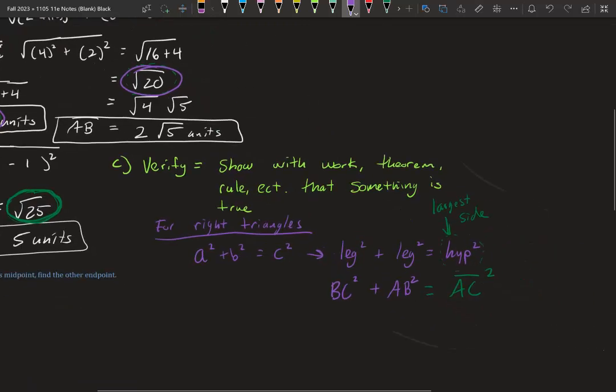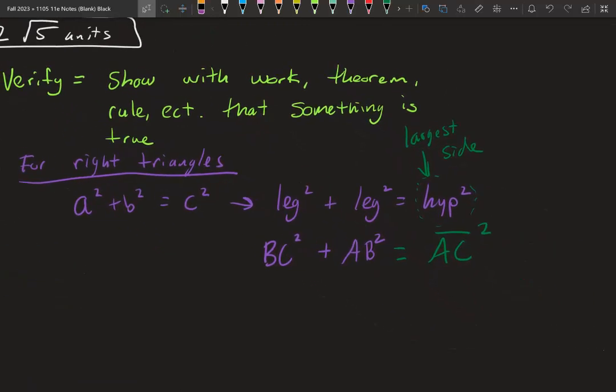Let's fill it in. For BC, we know that's the square root of 5 squared. For AB, that's the square root of 20 squared. And then our hypotenuse, we know that's the square root of 25, and we're squaring it. We square it because that's the formula. So this is the same power, same index rule. Because remember, there's a little 2 here. There's always a little 2 here. We just don't write it.